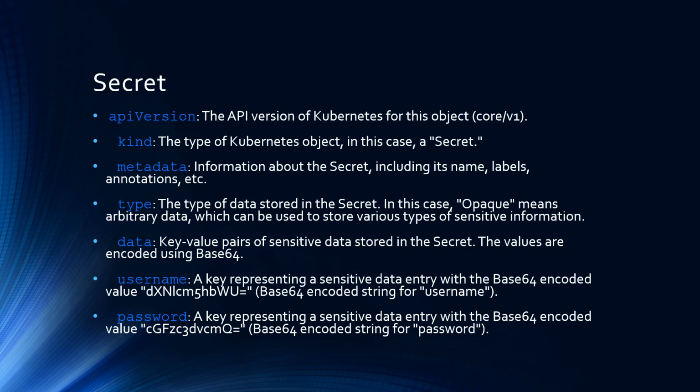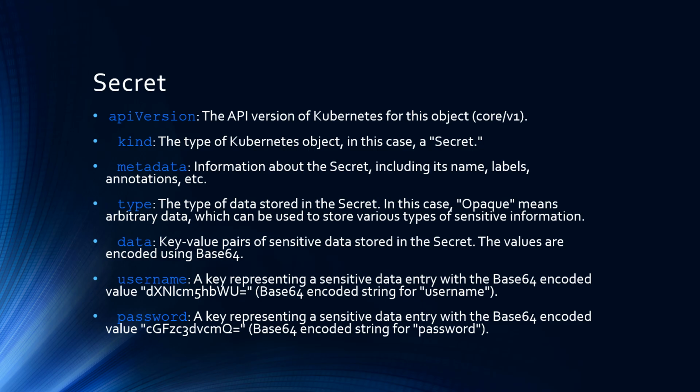Let's examine the YAML configuration for a Kubernetes secret in detail. This specification shows how to properly define sensitive data in your cluster. The API version is v1, as secrets are part of the core Kubernetes API. The kind field specifies that we're creating a secret object. In the metadata section, we name our secret MySecret. The type field is set to Opaque, which is the default secret type used for arbitrary user-defined data.